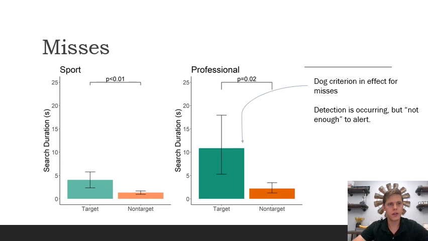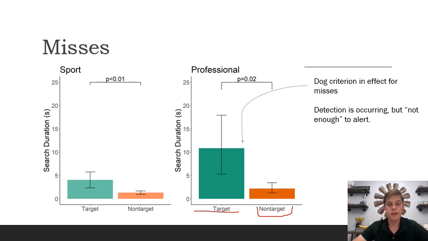So this is a figure from one of our more recent papers that I actually talked about in the last webinar, but it becomes relevant here. This is when a dog made a miss during a search task. We had both sport dogs and professional dogs. We looked at how long they sniffed at the target odor, where it actually was, even though they didn't alert there. And we compared that to how long they sniffed in an equivalent area, as much as possible, that did not hold the target odor, a non-target area.